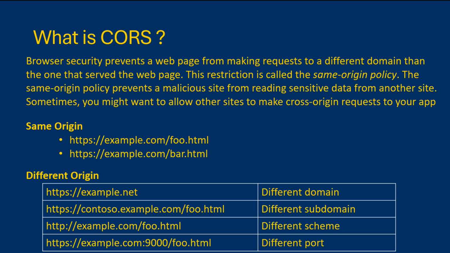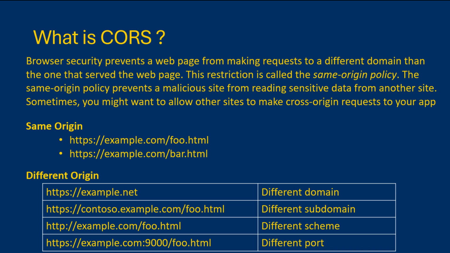In these examples, we are using a different domain, example.net. It is different from example.com. In another example, we are using contoso.example, which is a different subdomain of example.com. In the third example, we are using HTTP in place of HTTPS. In the last example, we are using a different port, which is 9000.